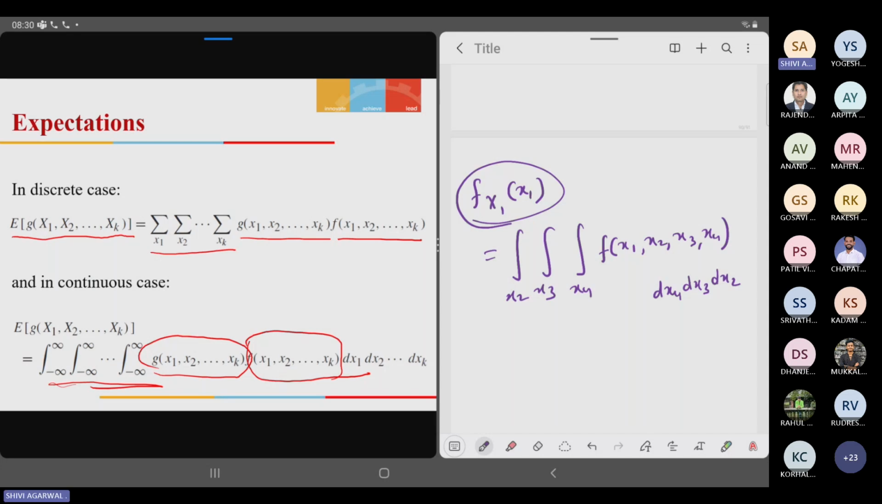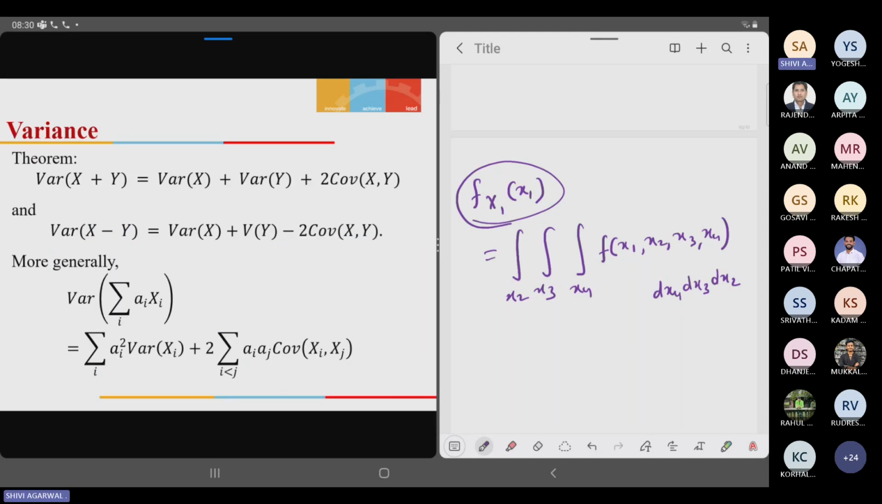So it's clear now. Any query in this case? We are just doing the same thing which we have done earlier, but in the n-dimensional form. So no new concept, only the same concept which we are extending. Okay.